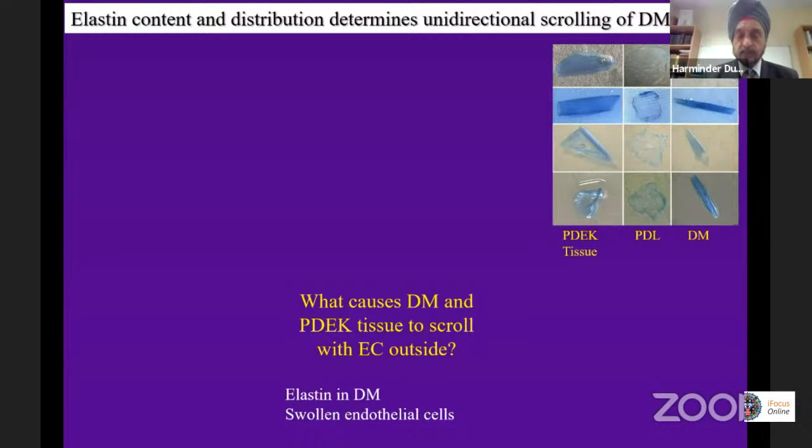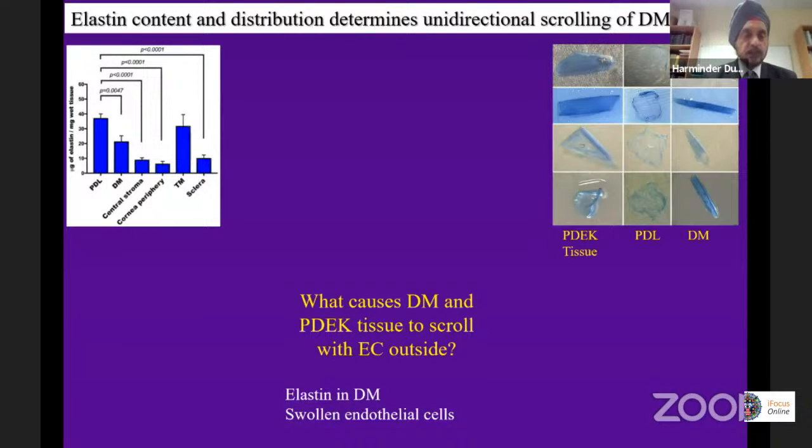And if it is swollen endothelial cells, yes, if they're swelling they're going to push it to roll like that, so the cells will be outside. So we measured the amount of elastin in the Pre-Descemet layer, in the Descemet's membrane, central cornea, peripheral cornea, trabecular meshwork, sclera. We found that the highest content was in the Pre-Descemet layer, and there was no difference between that and the trabecular meshwork, but it's significantly more than in the Descemet's membrane. So that was the first observation. Yes, there is elastin, and this was biochemical estimation of elastin. But look at these pictures.